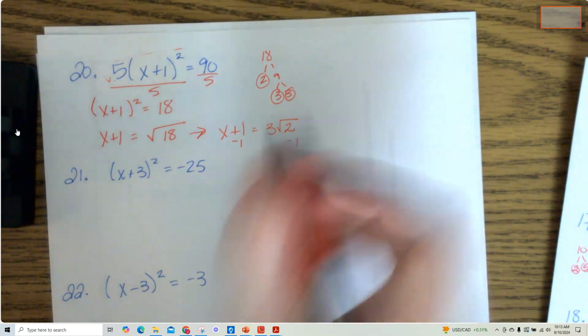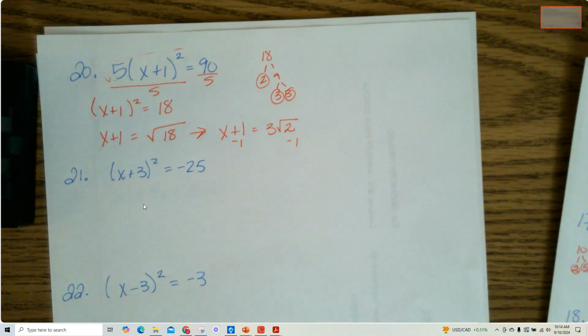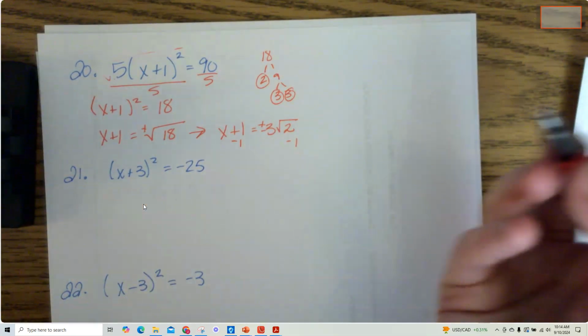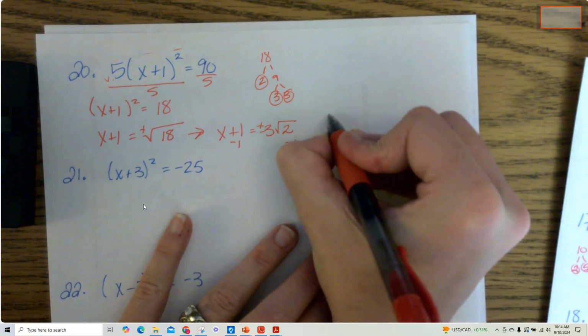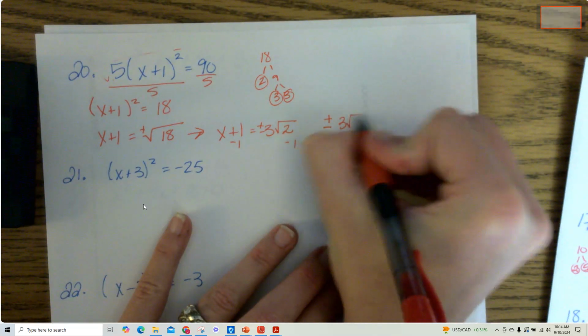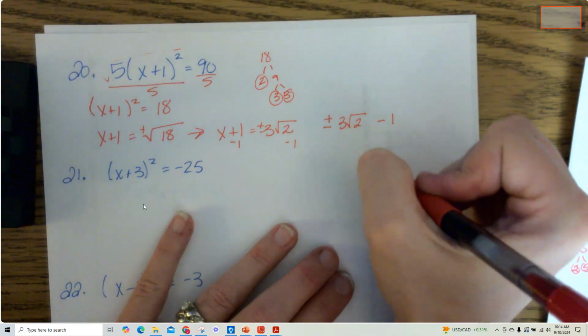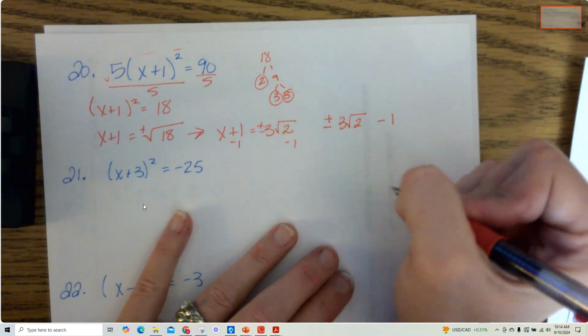How I would write this answer. Because remember, when we square root, we've got that positive negative. And so that would be your answer: positive negative 3 times the square root of 2, minus 1. This doesn't go underneath that square root sign.